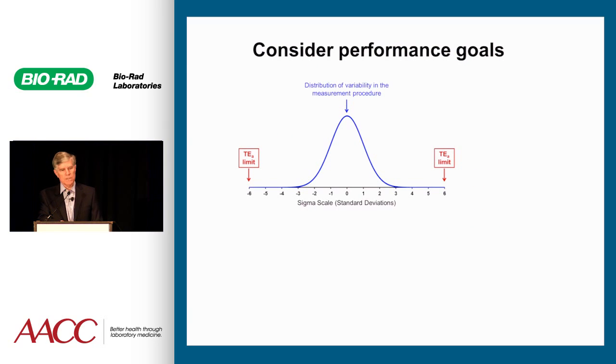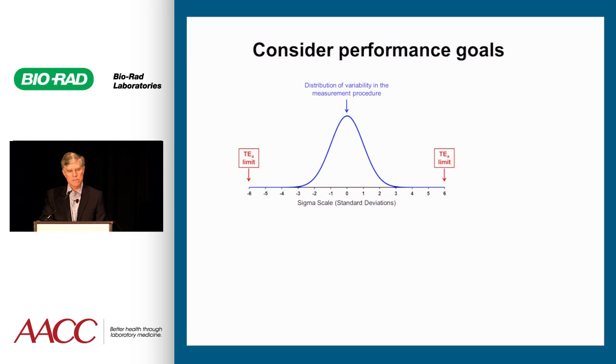So let's talk just a minute about performance goals. What I've shown here is a diagram that shows the distribution of the variability of a particular measurement procedure, the typical Gaussian distribution with a target value in the middle, compared to the total error limits for that measurement procedure. In this case, we have what can be referred to as a 6 sigma method.